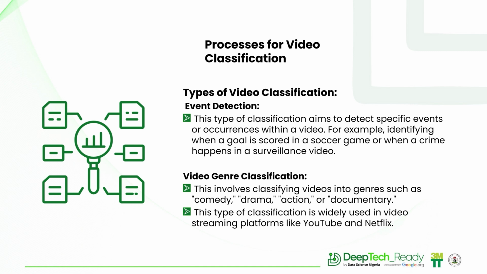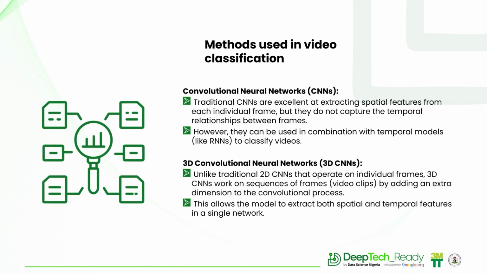So what are the different methods used in video classification? Let's quickly go through that. Number one, convolutional neural networks. Very, very important. We've learned that. Traditional CNNs are excellent at extracting spatial features from each individual frame, but they do not capture the temporal relationship between frames.